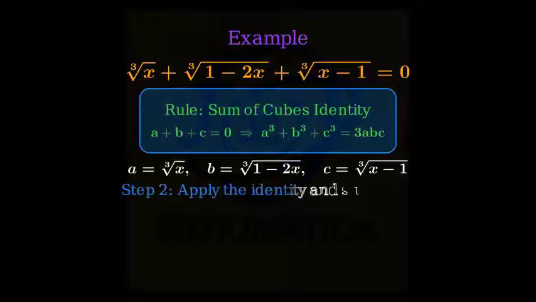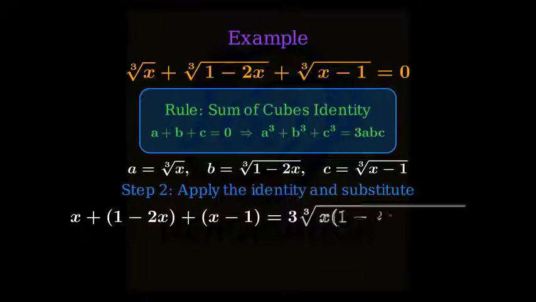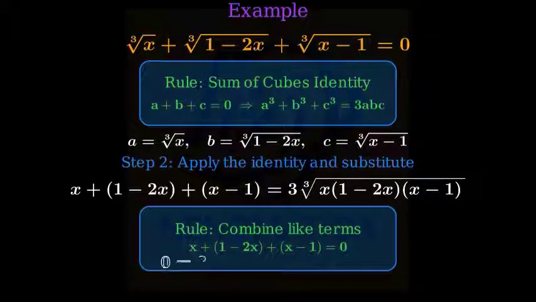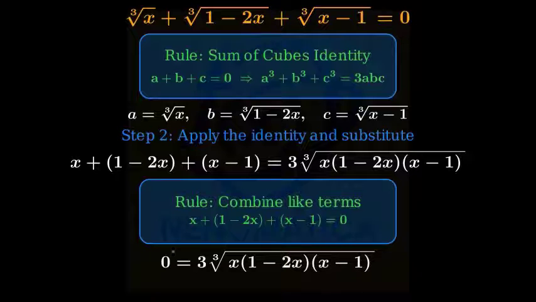Step 2. Apply the identity with our definitions. Cubing the three cube roots gives x, 1 minus 2x, and x minus 1. The right side becomes 3 times the product of the three cube roots. Step 3. Combine like terms on the left. X minus 2x plus x cancels to 0, and 1 minus 1 also cancels. The entire left side is 0.